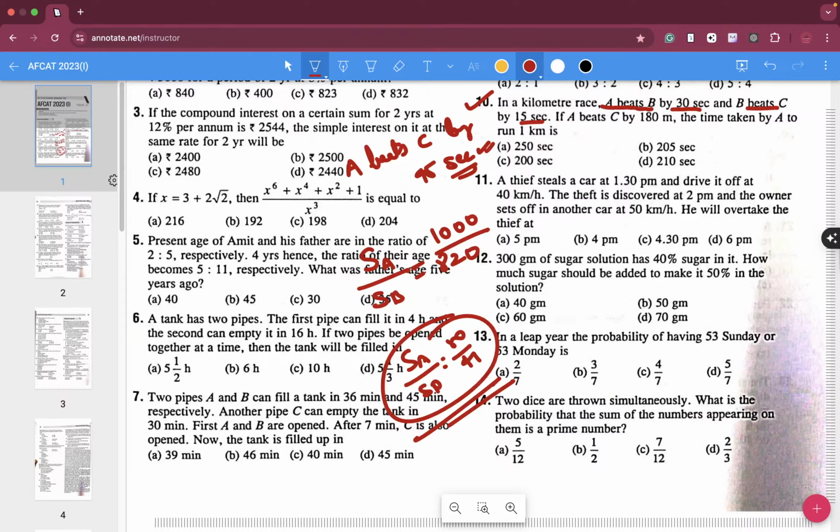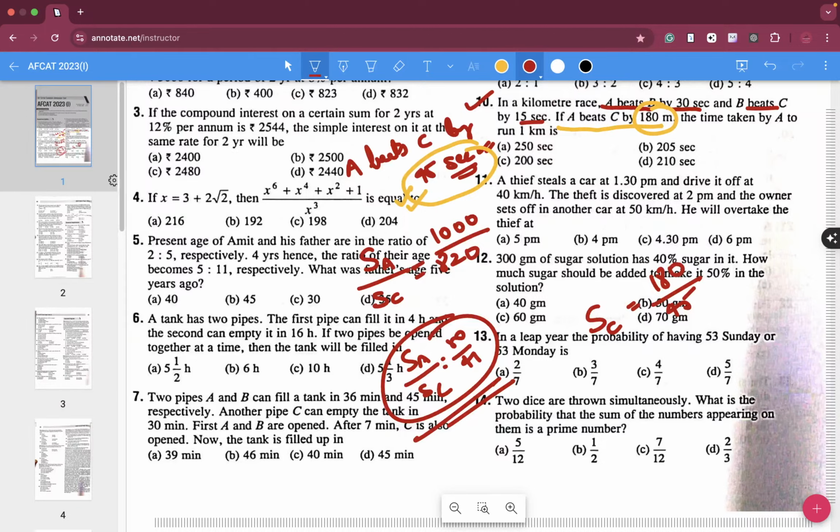One more observation, look clearly. You know A beats C by 45 seconds, and A also beats C by 180 meters. Which means the speed of C, not B over here, the speed of C is 180 divided by 45, because the last 180 meters, C has taken 45 seconds to clear.